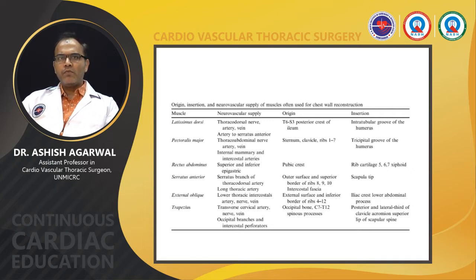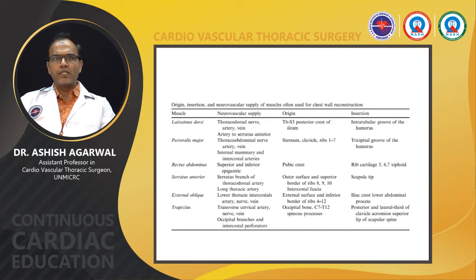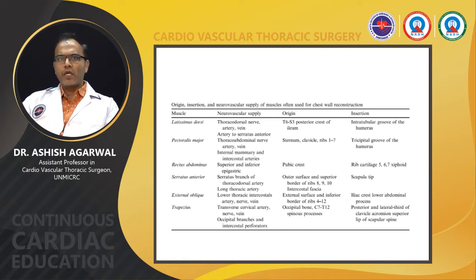The second muscle is the pectoralis major, which is used for anterior chest wall defects, mainly in cases of sternal dehiscence. It is used as a pectoralis major flap to cover the defect of the sternum. This muscle originates from the sternum, clavicle, and ribs 1 to 7 and inserts at the intertubercular groove of the humerus. It has a blood supply from the thoracoacromial vessels and a secondary blood supply from the internal mammary and intercostal arteries.